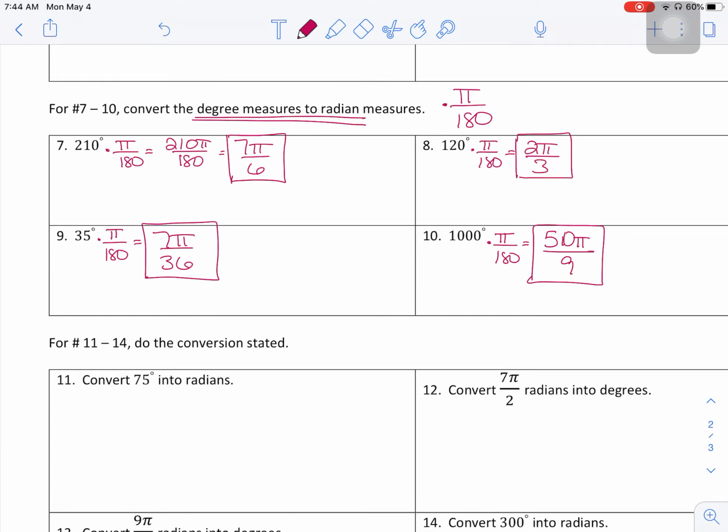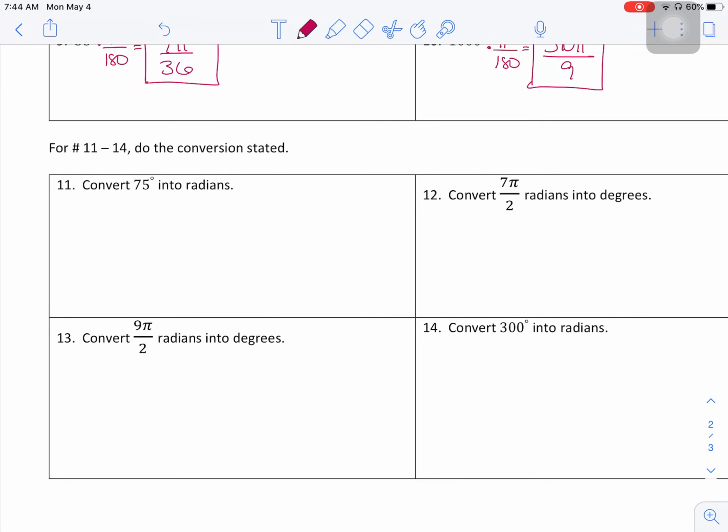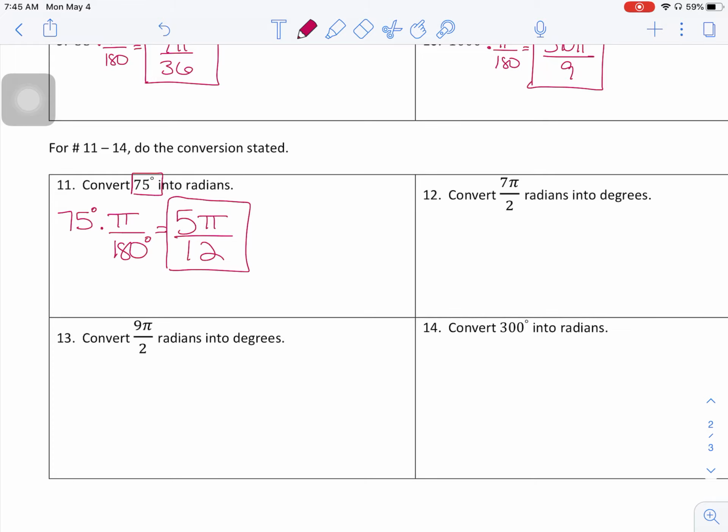And the last set, whatever conversion you have is the one you need to do. Okay, so if I have 75 degrees here, I'm going to multiply it times pi over 180. How do I know? Degrees here and degrees here. So one in the numerator, one in the denominator. Make sure those cancel out. So this is going to be 75 divided by 180. Turn that into a fraction. We're going to have 5 pi over 12, and that is in radians.